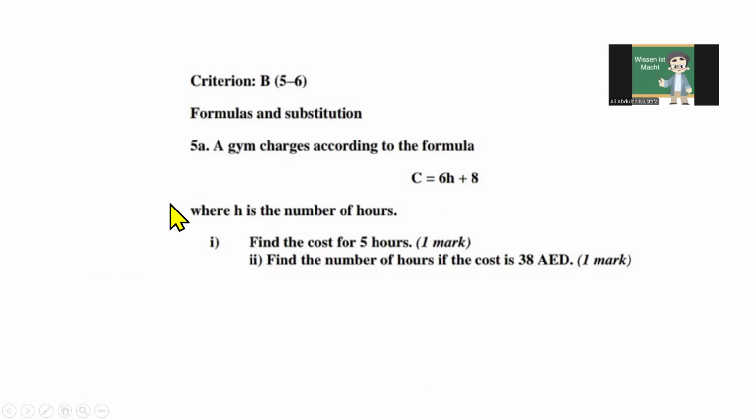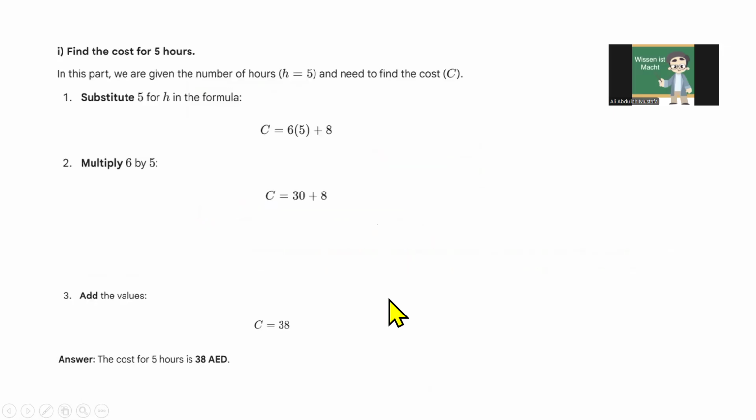So how do I do that? Where are the number of hours? So you have to know what these variables are. What is C? C is the cost, H is the hours. So number one, find the cost for 5 hours. You just substitute the value of 5 for h, the hours. So it's going to be 5 times 6, 30, plus 8, 38. So the cost is $38.